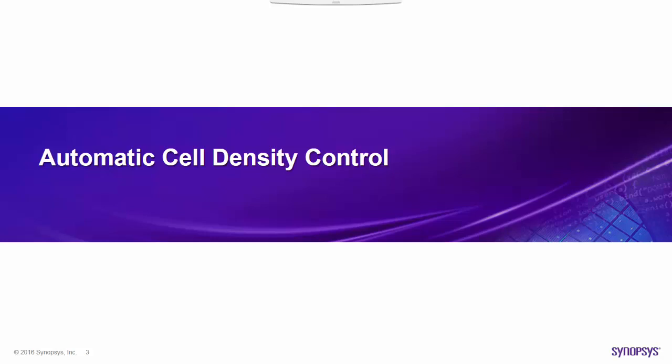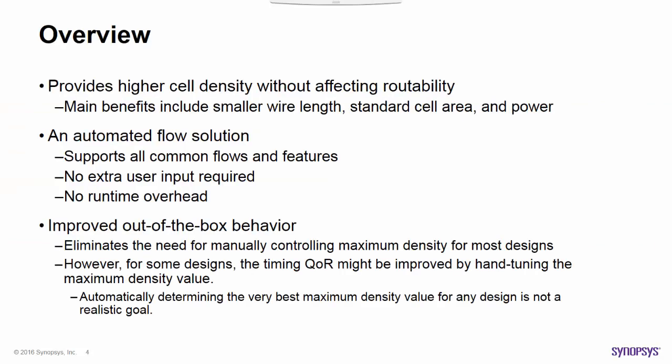This feature is available from version 2016.03 SP5 and it is on by default. Overview. As most of us must be aware, IC Compiler has a manual max cell density setting for better timing, which is done by cell clumping. However, sometimes this cell clumping may impact routability. Hence, this new auto density control feature allows the user to have better density control without affecting routability.